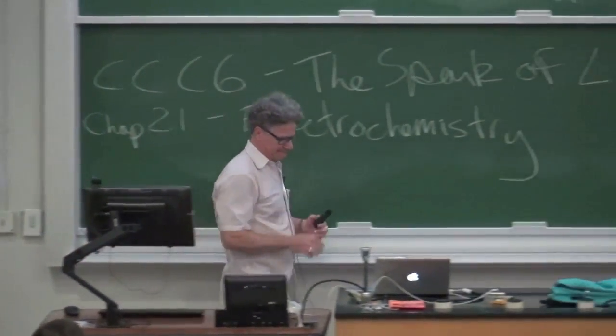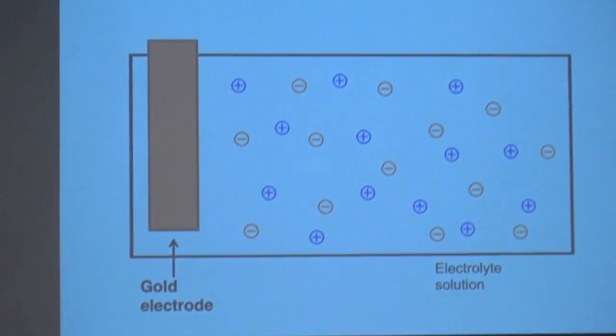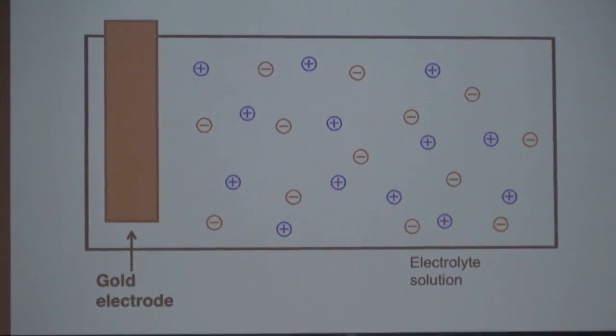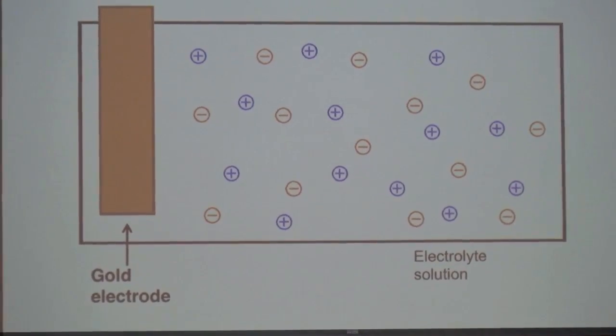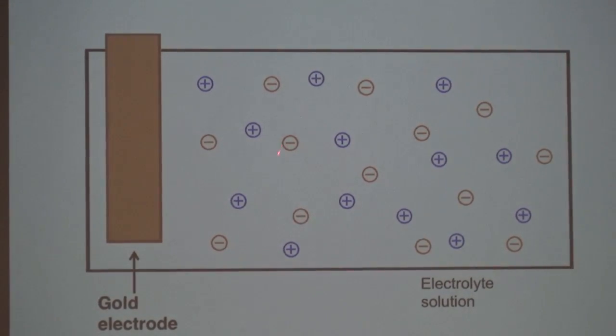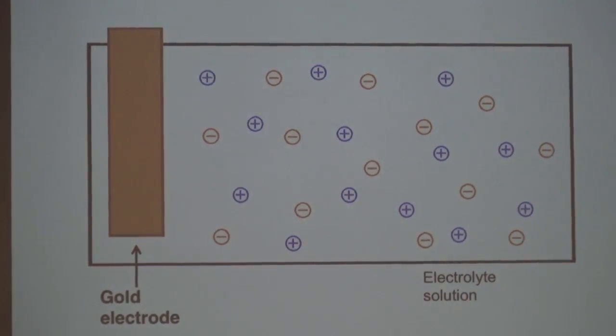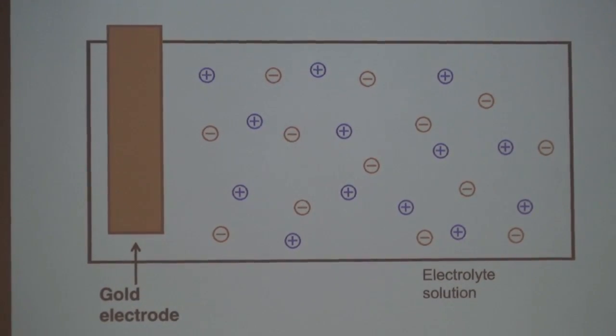Are you with me? Now, I'm going to immerse that into an electrolyte solution. Sodium chloride, it's seawater. So you can see the anions and the cations. What are they doing? They're doing the random walk. That's what they're doing.